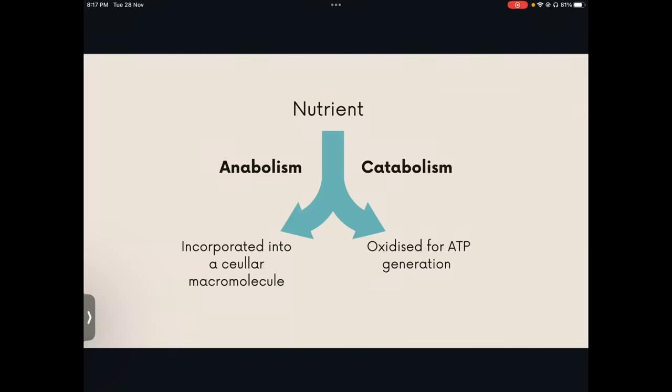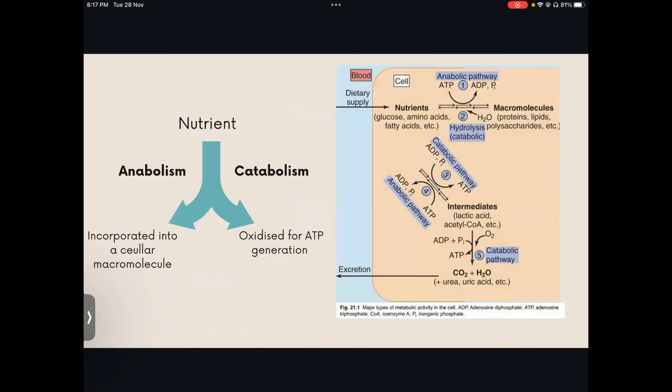Perfect. Okay. Now, this is a simplified way of describing this diagram, which was in your slides. You don't need to worry about this whole process. This is the main point: the nutrient can either undergo anabolism or catabolism, depending on what the cell needs from it. If the cell needs energy, then obviously the nutrient will undergo catabolism and be oxidized to produce energy. But if the cell has enough energy and it needs to start storing things, then it will undergo anabolism. Is this clear? Any questions so far?